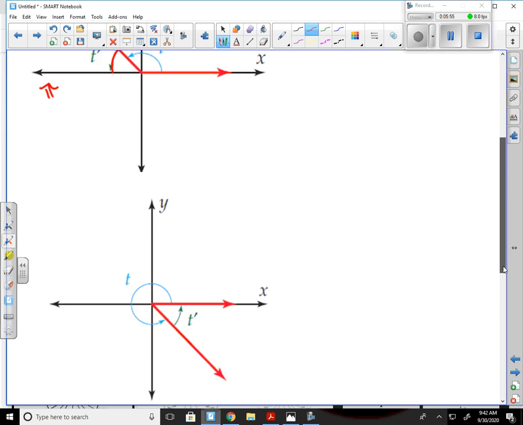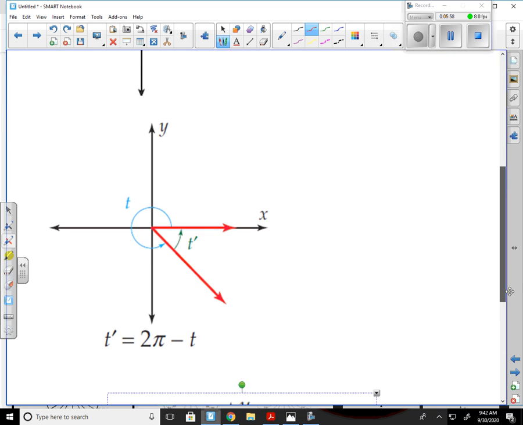What if I go beyond the x-axis? Like what if I went the whole way around here? Then in order to find this reference angle, all I would have to do is 2 pi minus t, because this went almost the whole way around to 2 pi, and just subtract t from it. That'll give me this angle here, which is my acute angle.